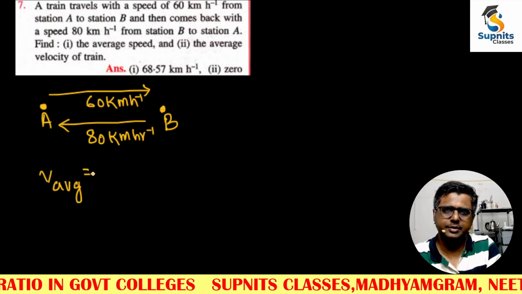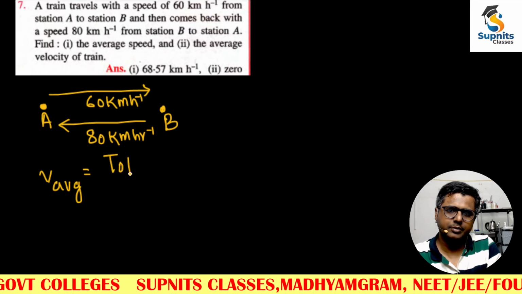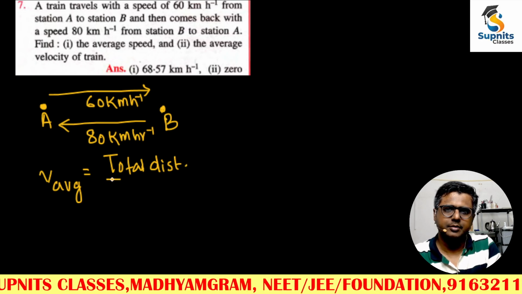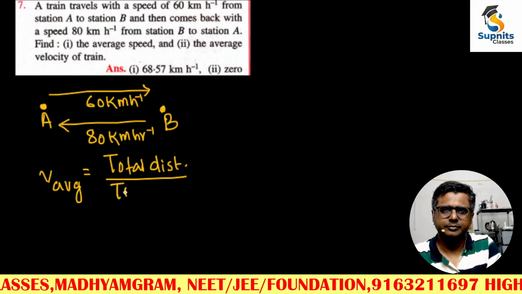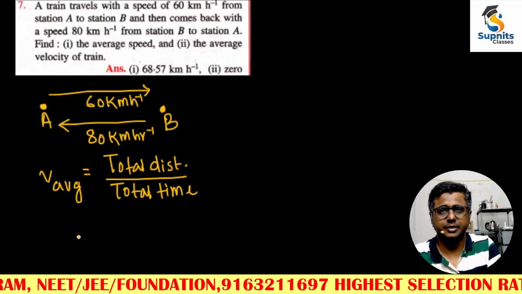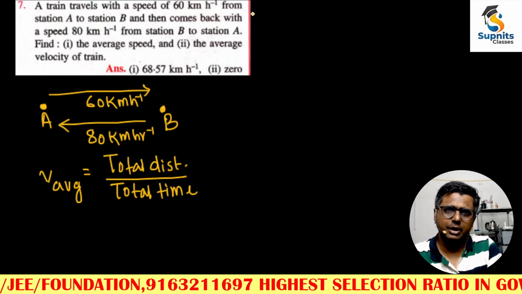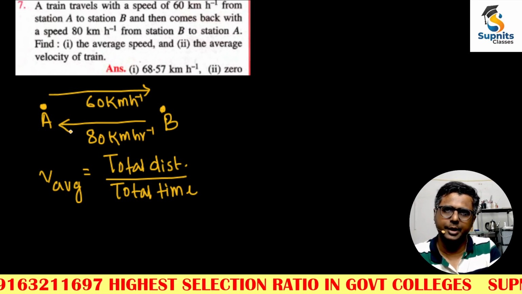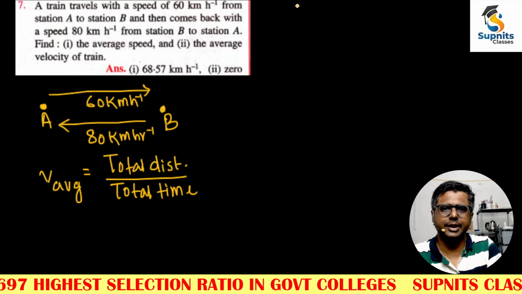Average speed is total distance by total time. Everybody knows this. So how will you find this total distance? I don't know what is the distance between A and B, so I'll take that as S.